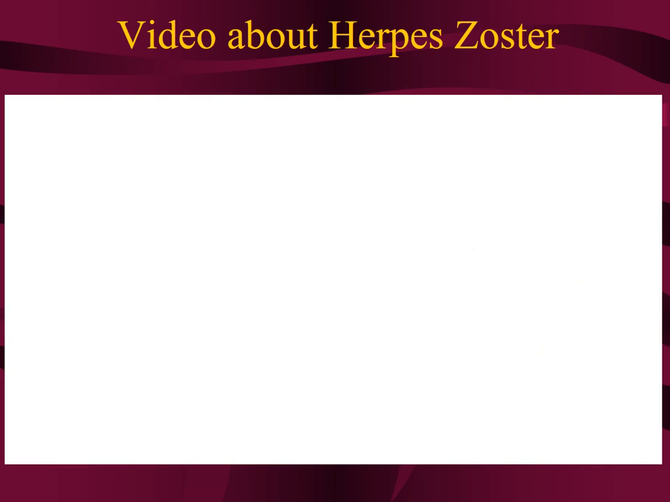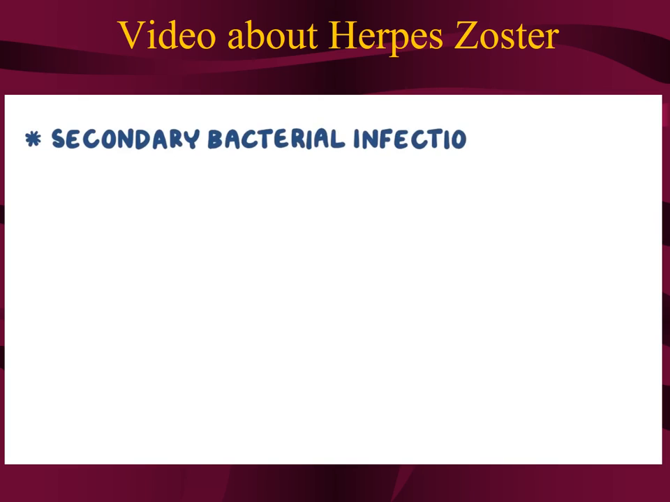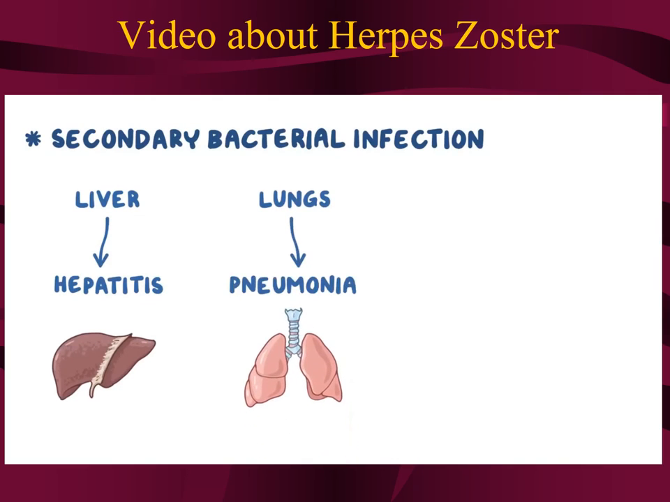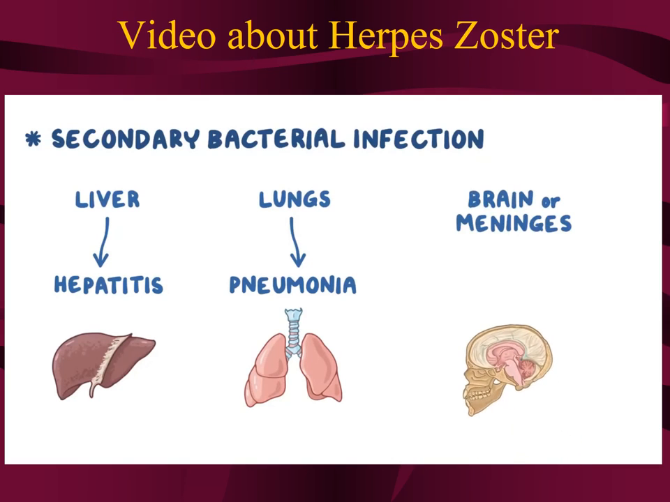With both chickenpox and shingles, the most common complication is a secondary bacterial infection of the skin lesions. If the liver becomes infected, hepatitis can occur. If the virus spreads to the lungs, we get pneumonia. If the brain or its protective membrane, called the meninges, become infected, encephalomeningitis could occur.